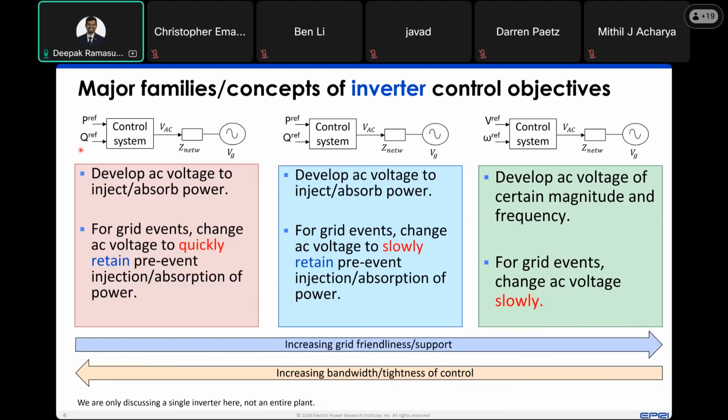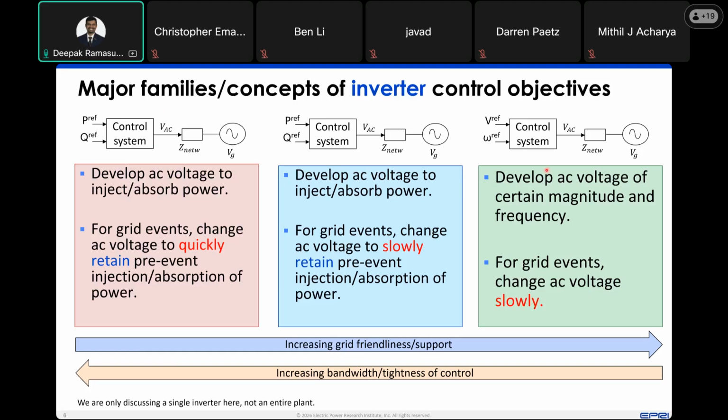AC voltage is developed by the inverter in order to inject or absorb power. And for grid events that occur, when the grid voltage changes, the inverter's developed AC voltage changes quickly so as to retain the pre-event injection or absorption of power. A few of the words here are very key: the developed voltage changing quickly and retaining the pre-event injection of power. Those are the two key terms.